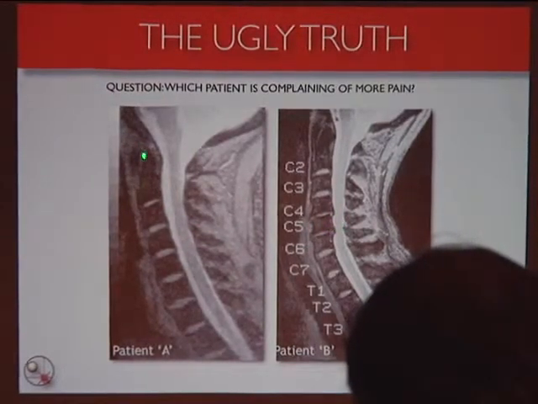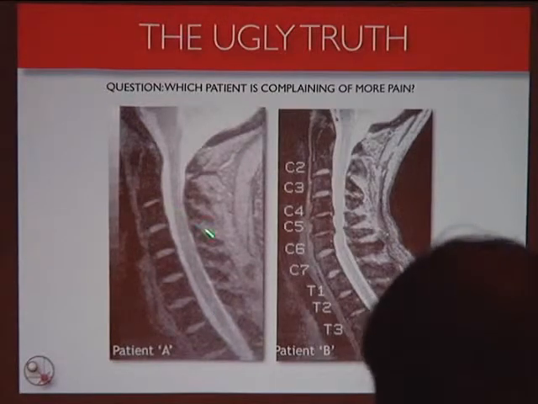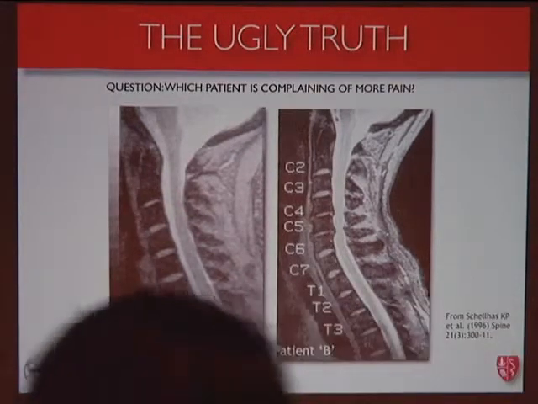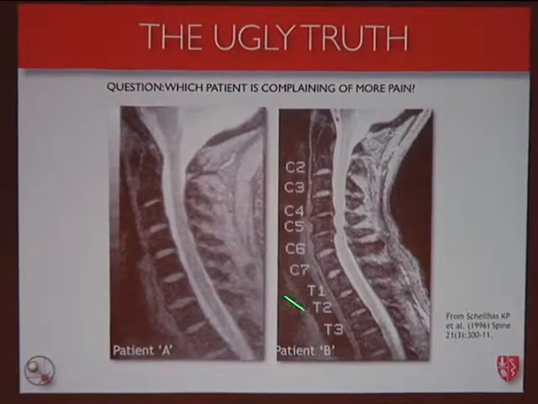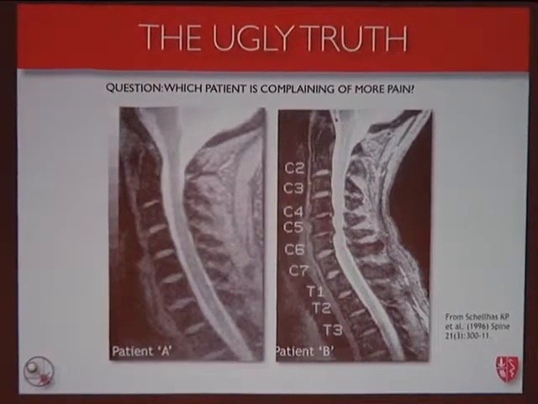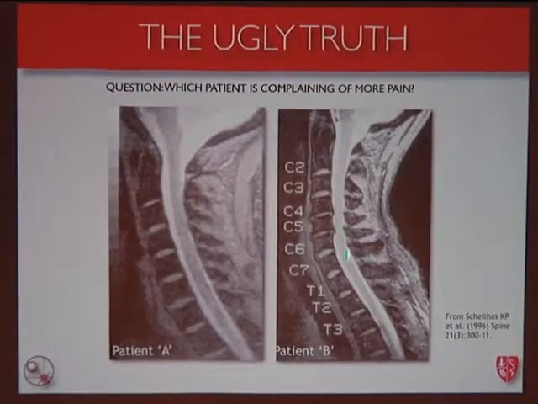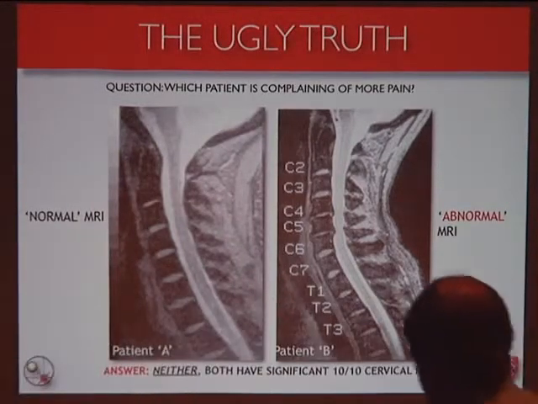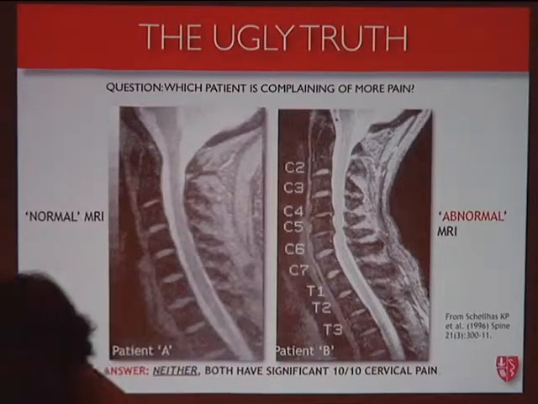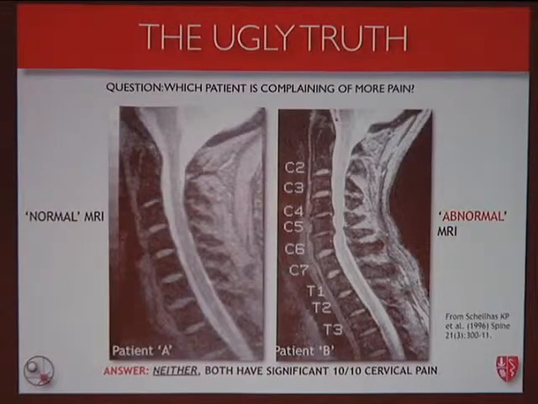So yeah, this spinal cord looks pristine. There's plenty of cerebrospinal fluid around it. There really isn't anything in terms of disc herniation in patient A. In contradistinction, patient B has a number of pathologies, maybe some spinal stenosis. Of course, as a radiologist, I'd read this as a normal MRI. This is an abnormal MRI. But it turns out both of these patients had 10 out of 10 cervical pain, right? And this is what I deal with on a daily basis.